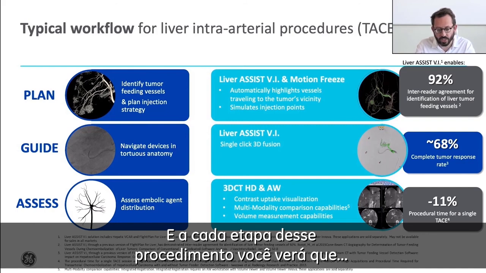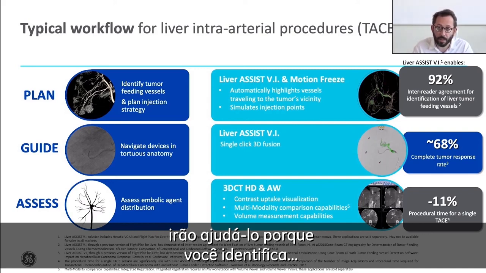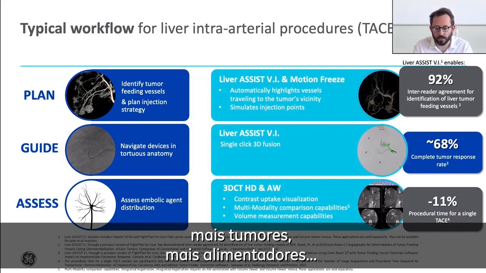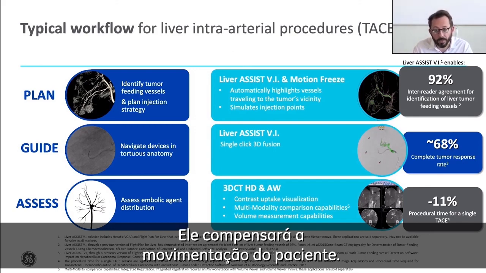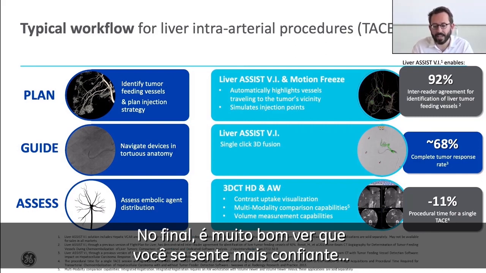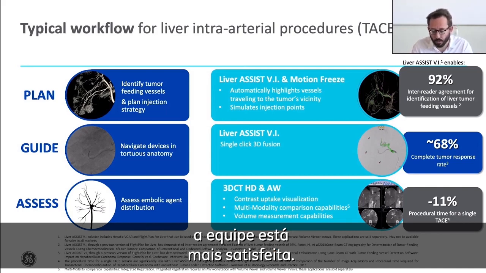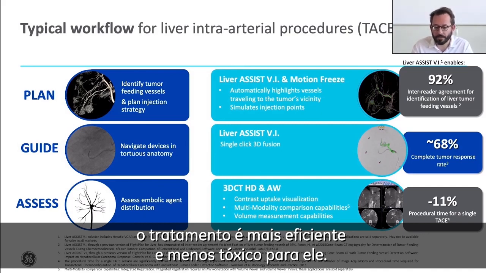At each step of this procedure, you see that live versus VI, motion freeze, and the 3D high definition package will help you because you will, as I showed you, identify more tumors, more feeders, and be more confident when you navigate through them. You will compensate for the movement of the patient, so you will use the 3D images more frequently. And at the end, it's very nice to see that you're more confident and the team is more satisfied, but also the patient will benefit from that because the treatment is likely to be more efficient and less toxic for them.